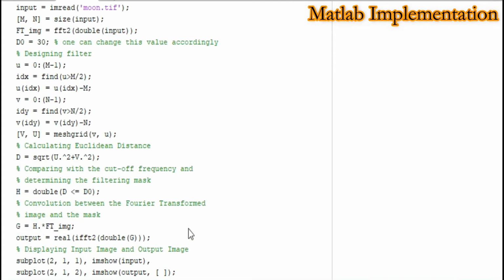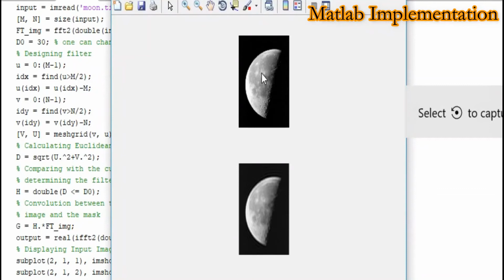After that we need to get the real part of the output, and then we need to perform the inverse operation. So output is equal to real of IFFT2 of G. FFT2 is the discrete Fourier transformation and IFFT2 is the inverse discrete Fourier transformation. So we get the inverse transformation of the output G by extracting only the real part. After that we display the output. The first image is the input image and the second image is the output image.